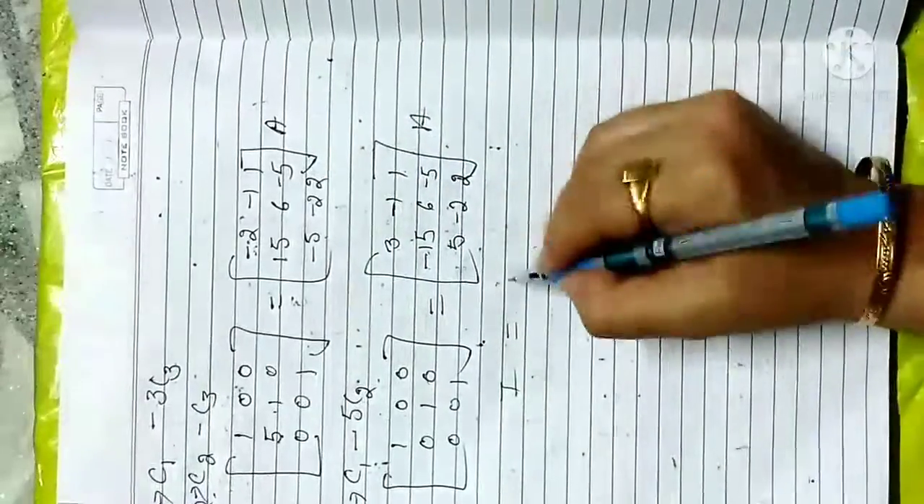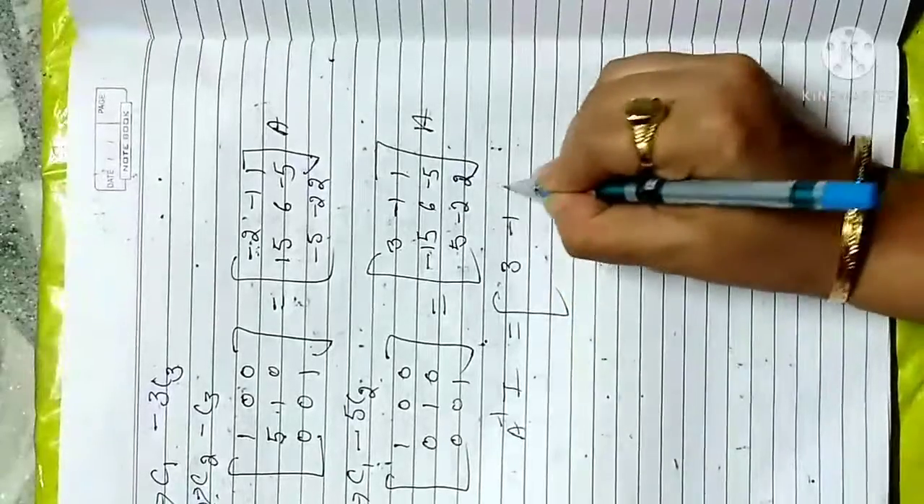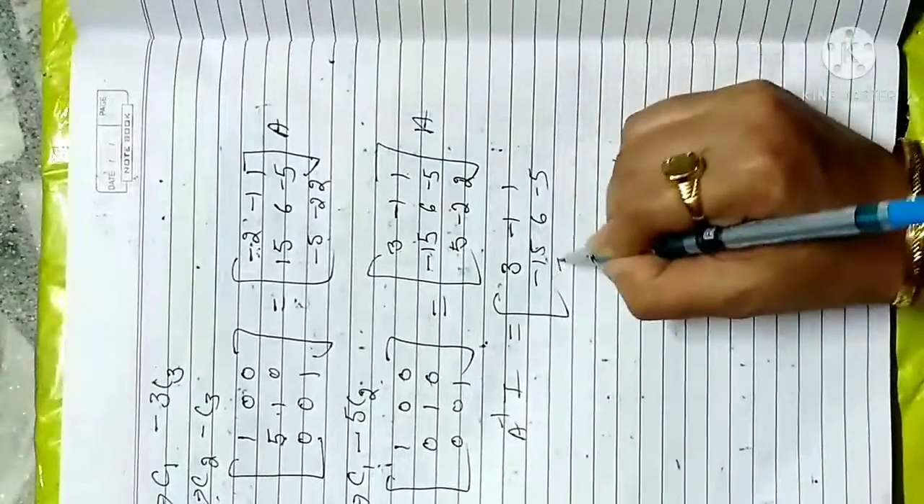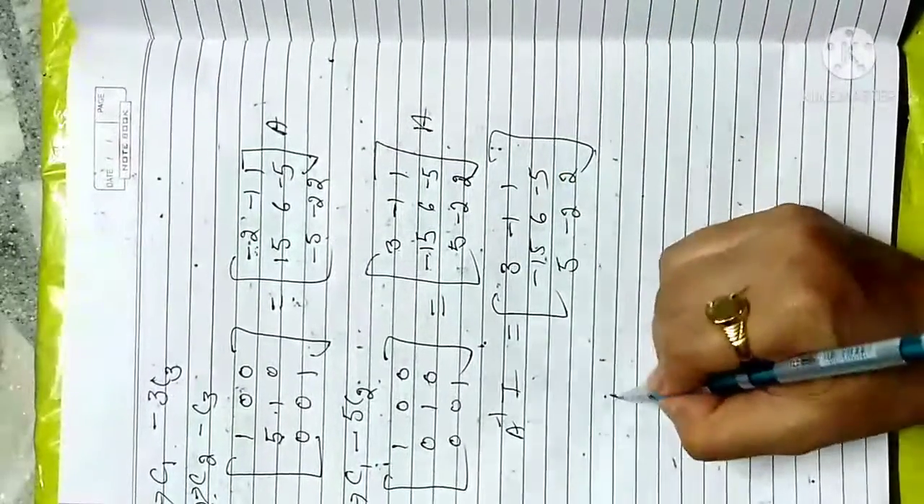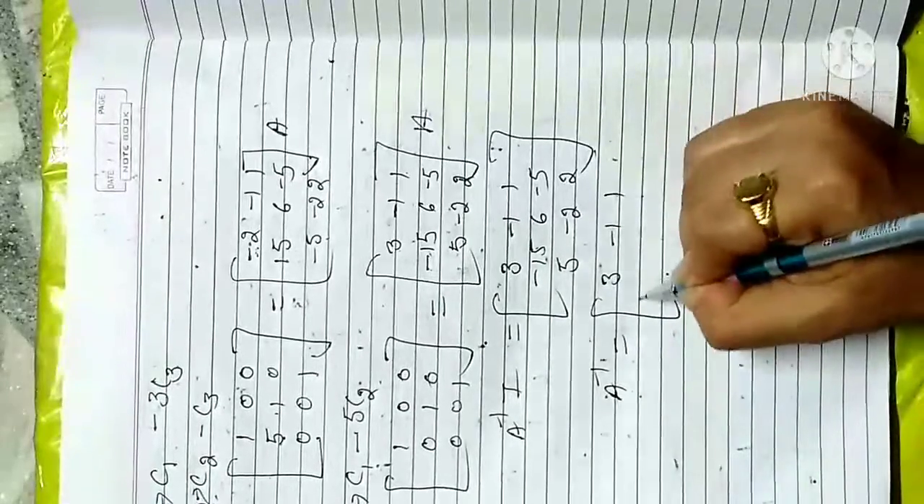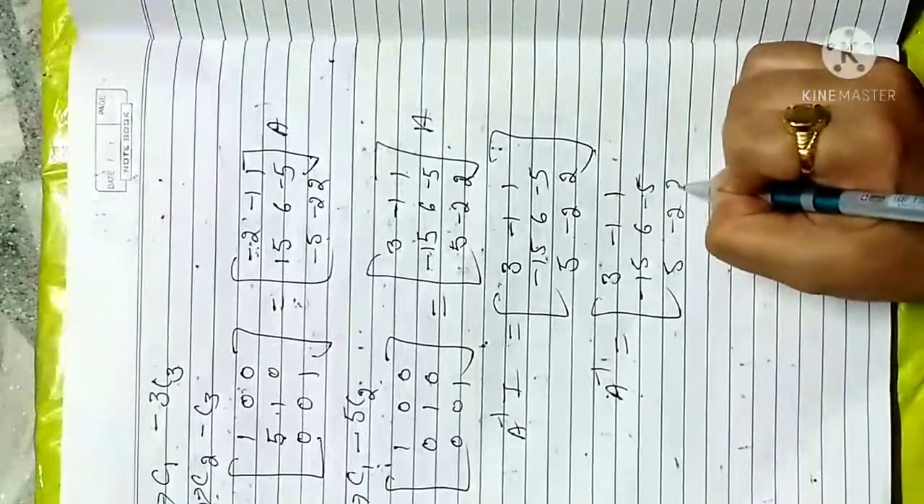This is identity. A inverse I got it here, and 3 minus 1 1 minus 15 6 minus 5 5 minus 2 2. This is my required A inverse. So that is 3 minus 1 1 minus 15 6 minus 5 5 minus 2 2.